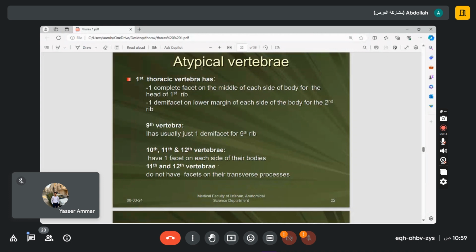Why do we say atypical vertebra? Because the articular faces of these bones are complex, and a typical vertebra usually has just one dominant face for the ribs. The 10th, 11th and 12th vertebrae are also atypical. Why? Because they have one face on each side of their bodies. The 11th and 12th vertebral bones are atypical. Why? Because they don't have a face on their transverse process.